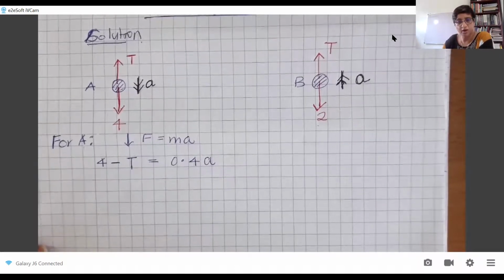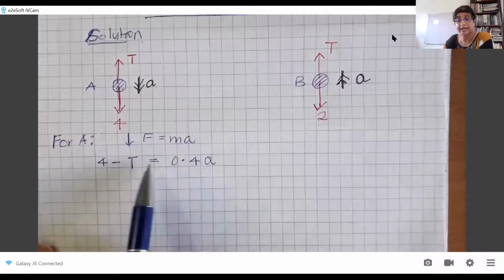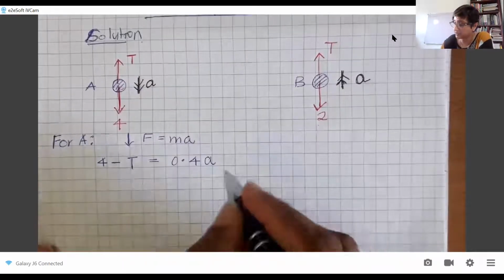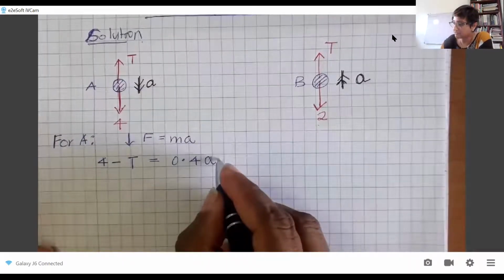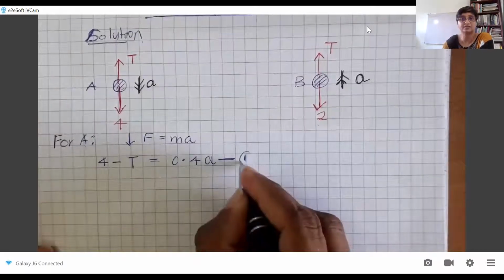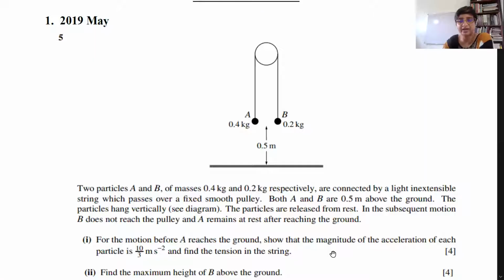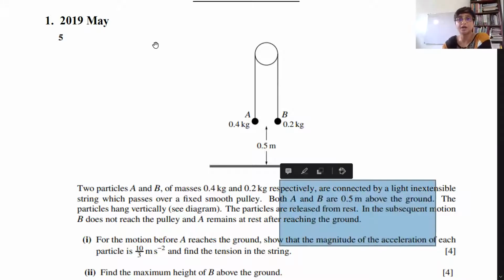Okay, so I have now one equation here connecting A and T. Let me label it as 1. And if you remember the first question that we had, let me take you to the question again for a moment. What do we need to find? Show that the magnitude of the acceleration, that's A, and find the tension, that's T. So we are supposed to find those two unknowns.